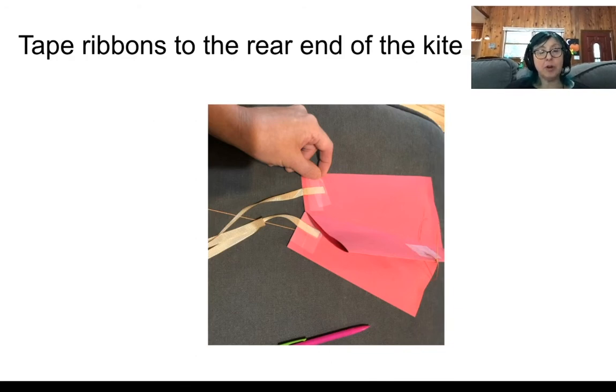So now you're going to tape the ribbons onto the end of your kite. That's going to be the opposite side from your straw and from where you put the string in. So you're going to tape those to the bottom. So again, that's the fold side, and you're done.